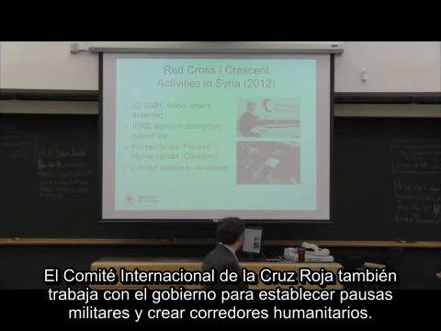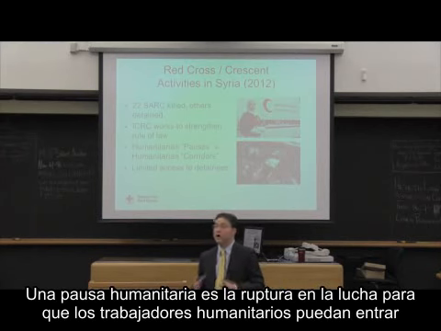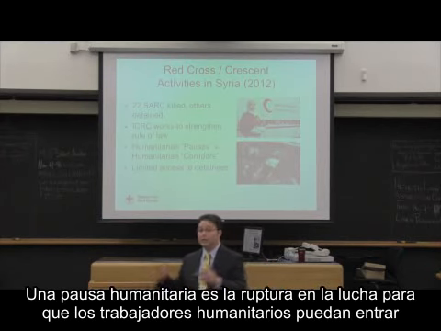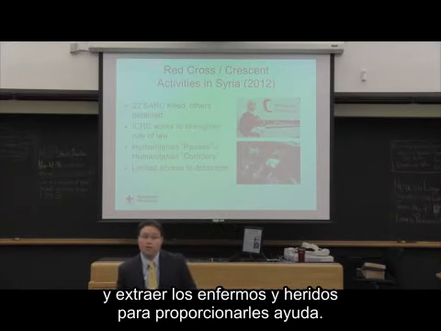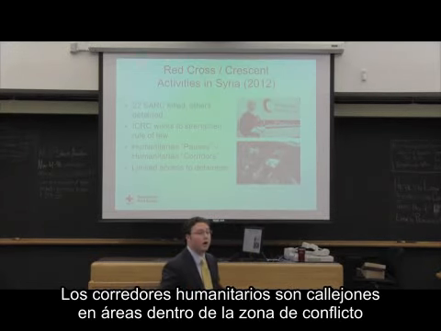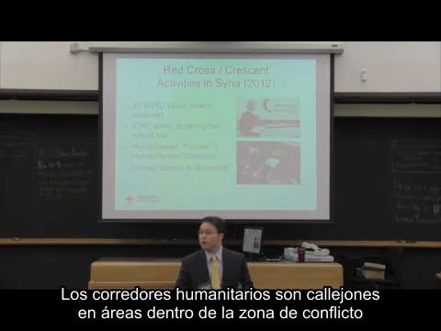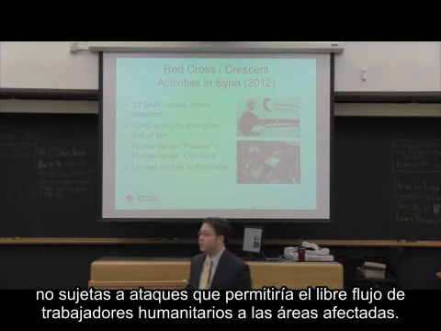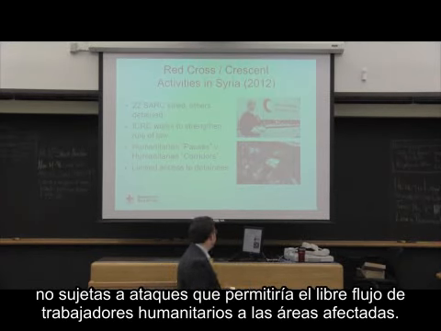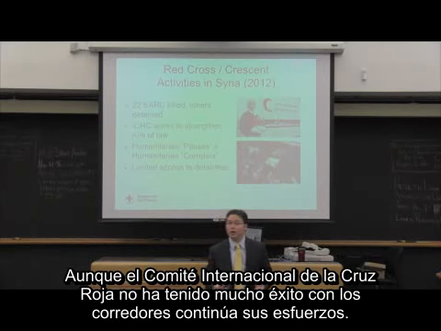They also work with the government to establish humanitarian pauses and create humanitarian corridors. So a humanitarian pause, for instance, is a break in the fighting so that humanitarian workers who go in, extract those who are wounded and sick, and provide them assistance. And humanitarian corridors, theoretically, are also kind of alleyways, paths into armed conflict zones that would not be subject to attack. They would be protected. There would be a free flow of workers in and out of the area. The ICRC hasn't had a lot of success establishing these, but it's an ongoing effort.